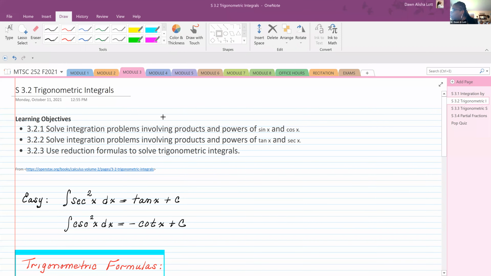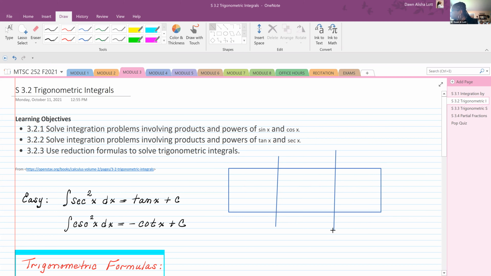So let me see here. I'm going to draw it in blue. I'm going to draw a big box like this, and here's one line, and here's another line. Okay, so these are partnerships. So sine of x and cosine of x, they are partners. Tangent of x and secant of x, they are partners. Cotangent of x and cosecant of x, they are partners. Okay, so these are the partners.